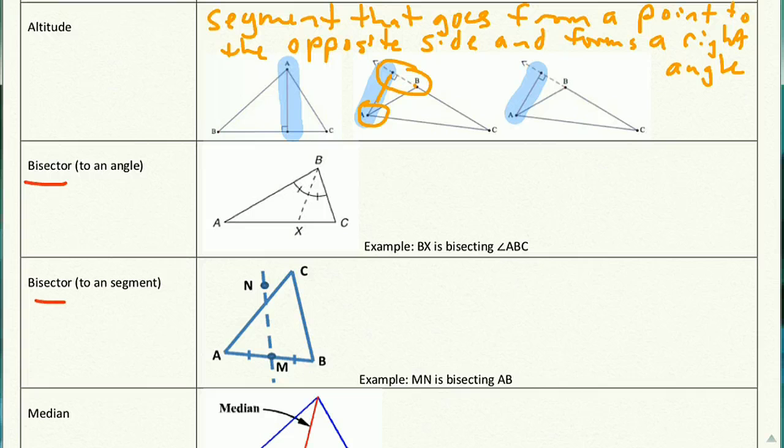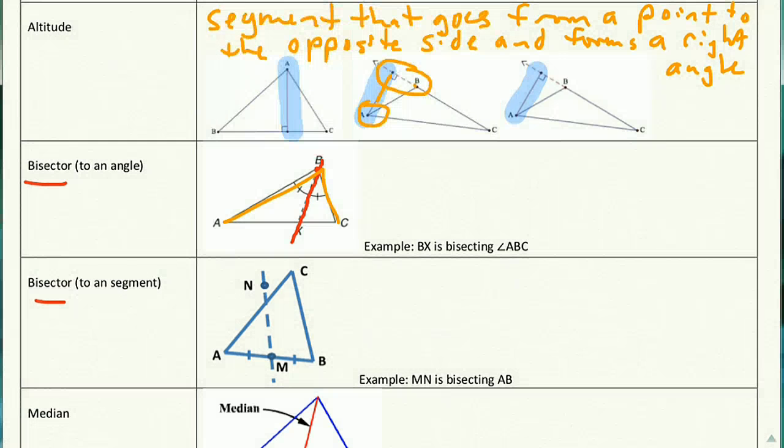Now we're going to look at bisectors. Now this is review from the previous unit. Bisectors can come in a couple of forms. It can cut an angle in half, bisect an angle, or it can bisect a segment. Now when you're bisecting an angle, it goes from the vertex of the angle, let's say through point B, and then through another point somewhere else, the key being that it splits that angle in half. So when you have this segment here, BX, it is bisecting the angle ABC.